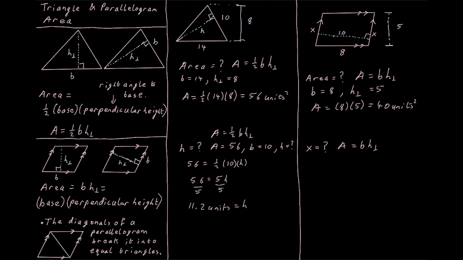So the bit I'm looking for would be a base. So the base would be x, and if the base was x, then the perpendicular height would be 10. And I know that the area is 40. I just found that. The same shape, so the area would still be 40 units squared. So then I can just sub into my formula and see if I can make progress. So 40 is equal to x for the base times 10. Well, that means that 40 is equal to 10x.